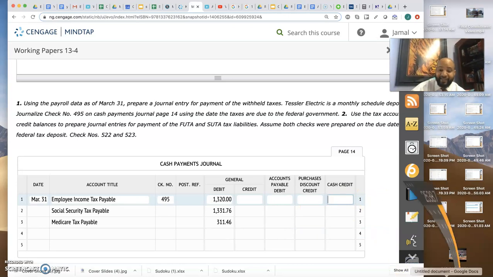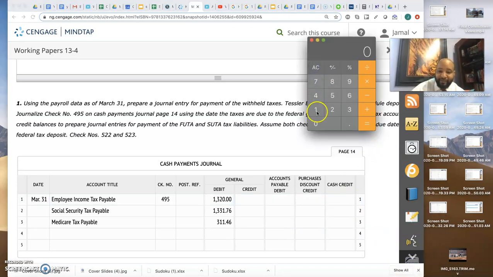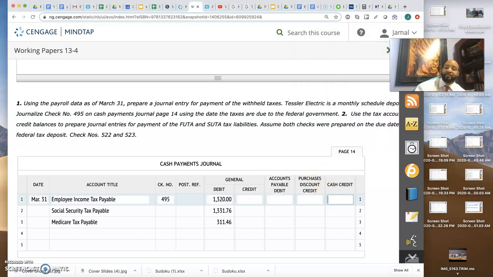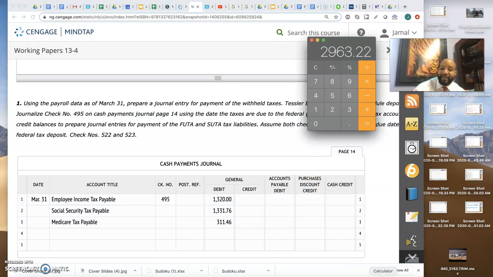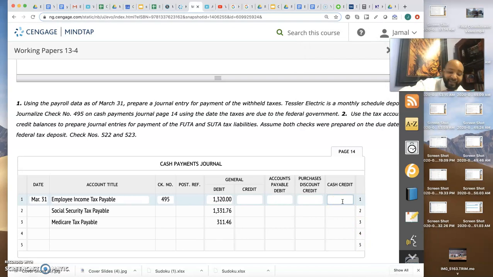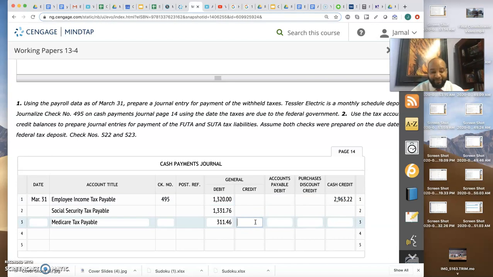Let's get our handy dandy calculator up. Let's clear out those old numbers. 1320 plus 1331.76 plus 311.46. That's the amount of cash we have to spend. Lost the number. I thought it was 2963.22. 2963.22. All right, pretty simple, straightforward.